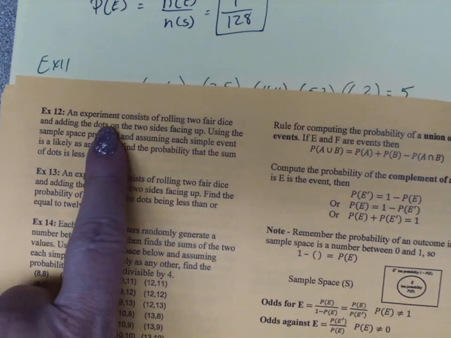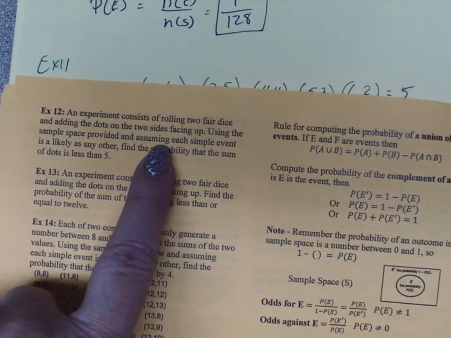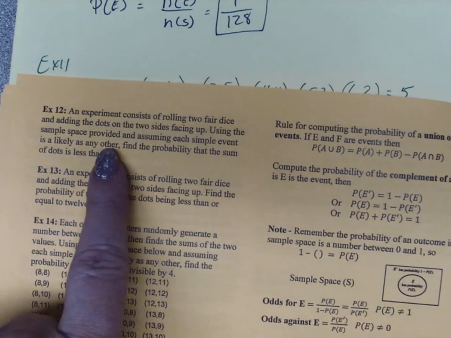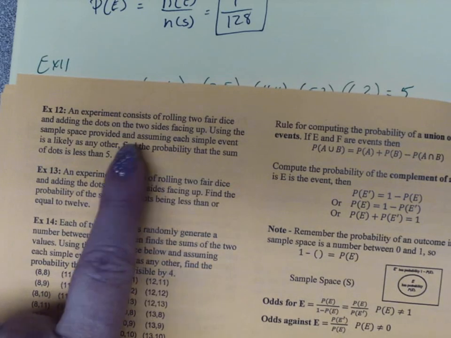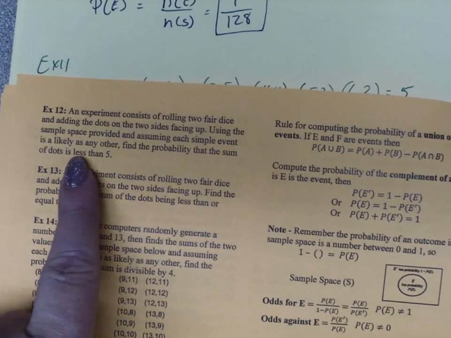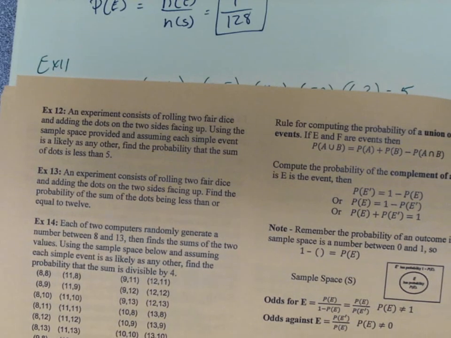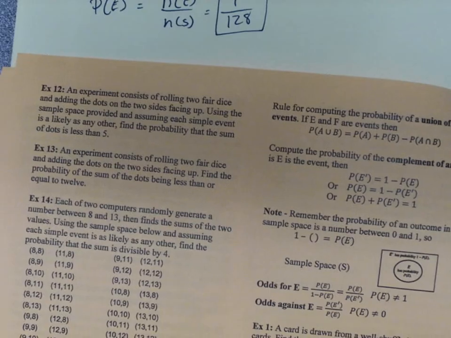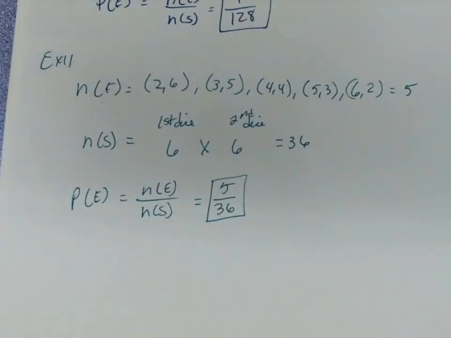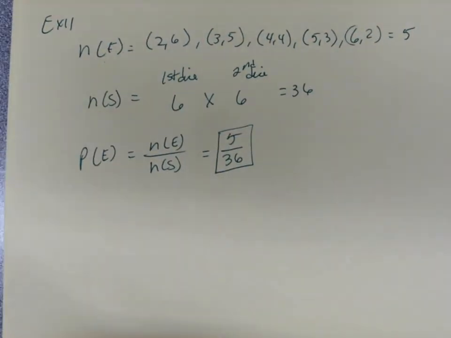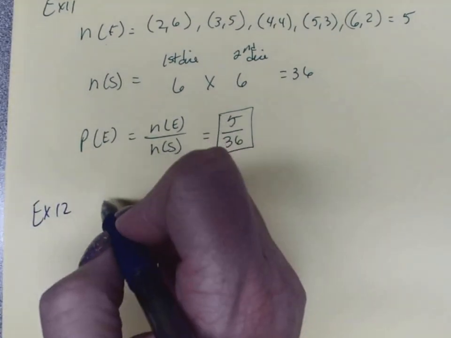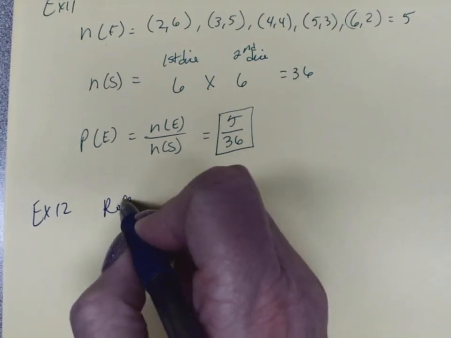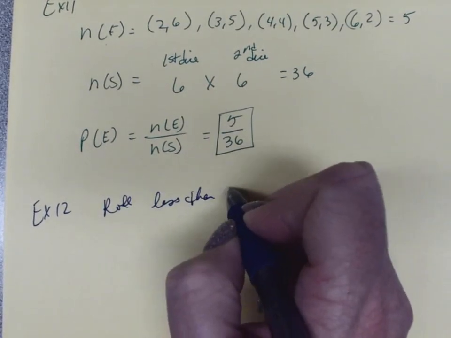Number 12 is an experiment consists of rolling 2 fair dice and adding the dots on the two sides facing up. Using the sample space provided and assuming each simple event is as likely as any other, find the probability that the sum of dots is less than 5. So we're talking less than 5, not equal to 5, but less than 5. So if we're looking at example 12, we're going to roll less than 5.